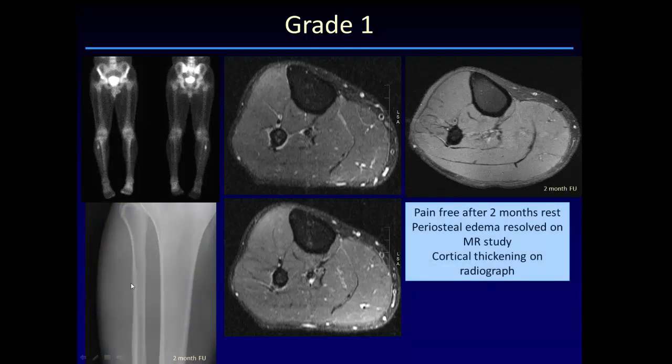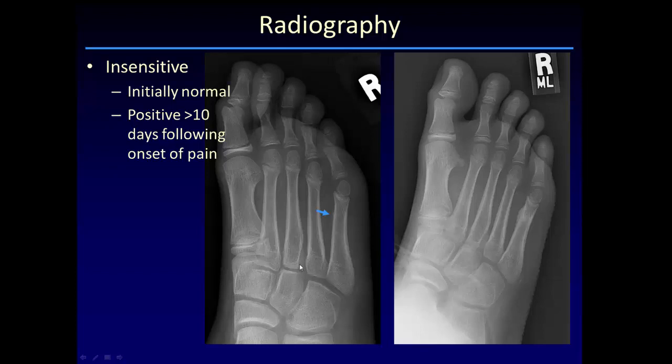He's now pain-free after 2 months, and this is the corresponding radiograph at the 2-month follow-up with a little bit of periostitis and thickening that developed in the area of very low-grade stress injury, really no significant marrow abnormalities to be seen. Obviously, radiographs at this early stage are also insensitive, and it's been shown that it takes an average of 10 to 14 days for any periostitis to become evident after a stress injury starts to develop.